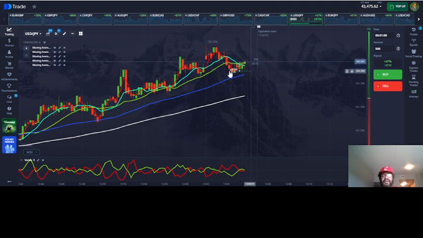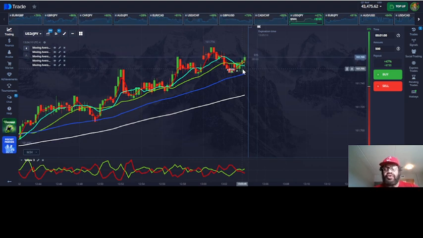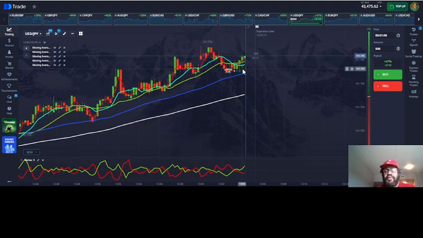Actually, I got a good entry here on this trade. The price had pretty much retraced, and the bullish reversal began right at the time I took the trade, the buy trade or the call trade here. Okay, so that trade was in the money.